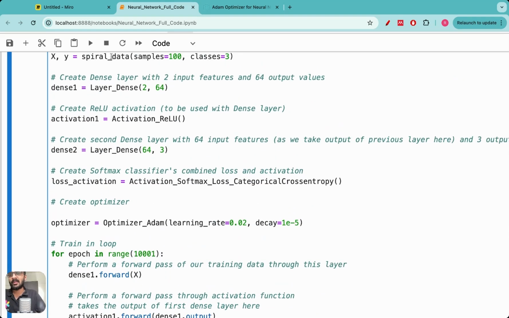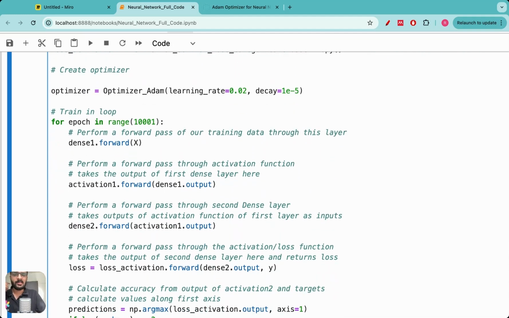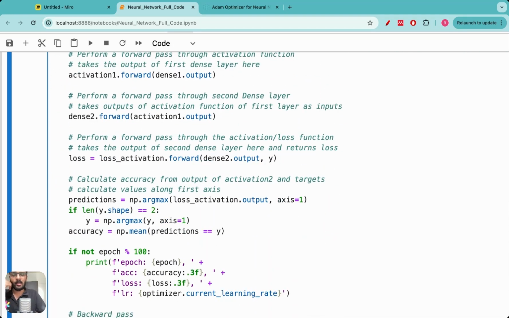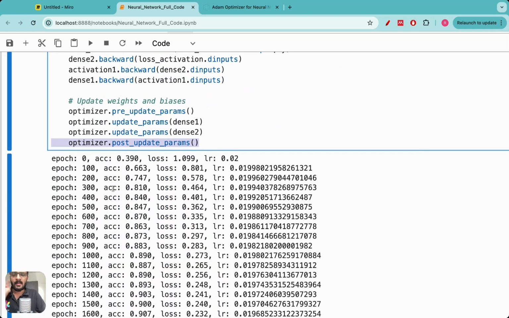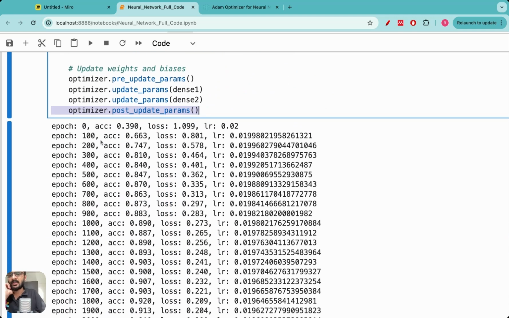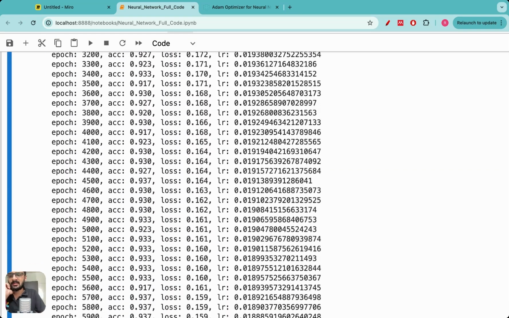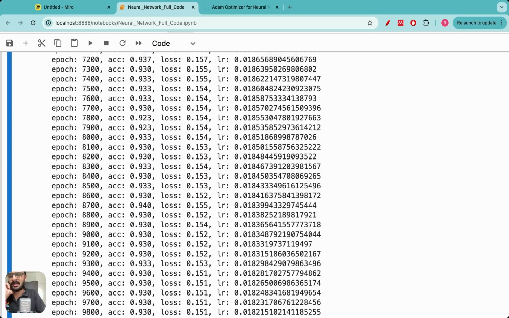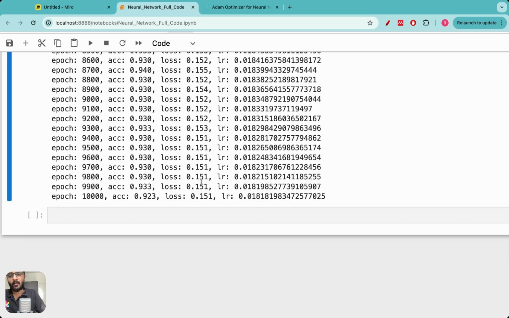So I'm just going to run this right now, and we are going to see the output for 10,000 iterations. So I'll just wait for some time and see the output now. Okay, so 10,000 epochs have proceeded, and let's look at the accuracy. So it starts out from 0.39, and as we reach towards 10,000 epochs, we will see that the accuracy has gone up to 0.933 even, and the loss has steadily decreased to 0.151.